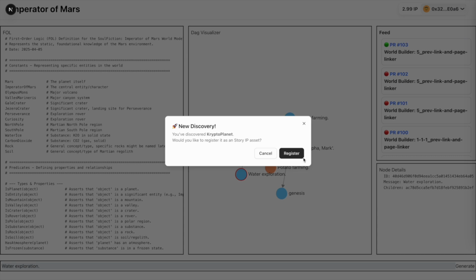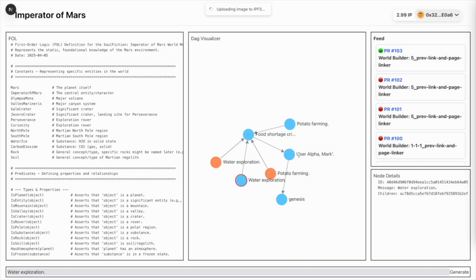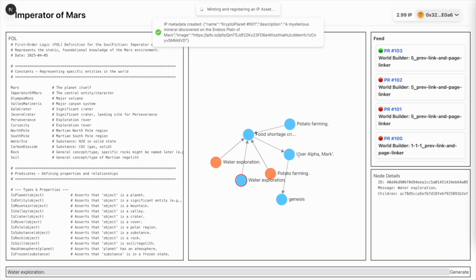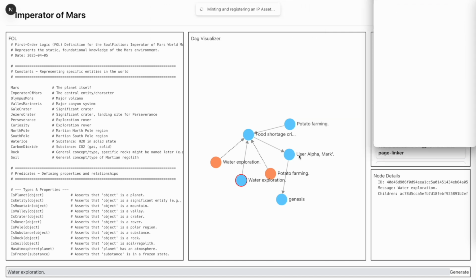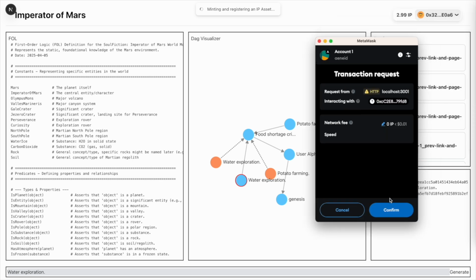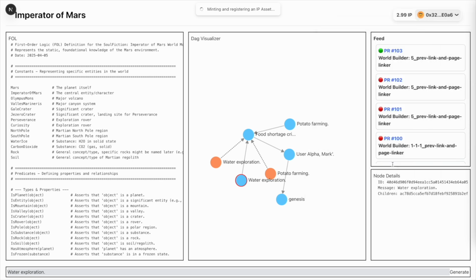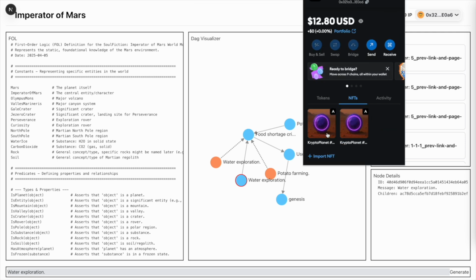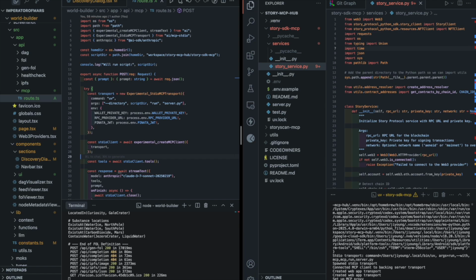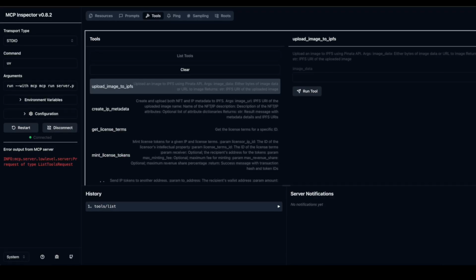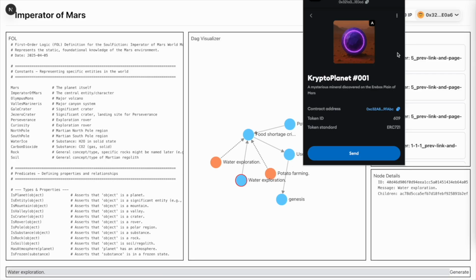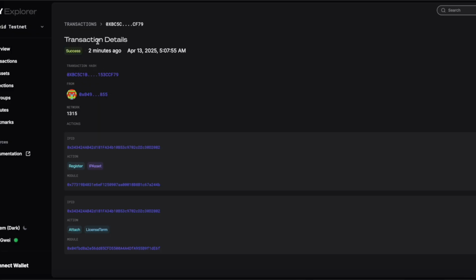Whoa, look at this! Following the exploration path triggers a major discovery event added by another user. Mark has found Crypto Planet. Because our system recognizes Crypto Planet as a unique, narrative-generated element, it automatically triggers our Story MCP module. This module interacts directly with Story Protocol, and just like that, the discovery of Crypto Planet has been minted as an intellectual property asset on the blockchain.